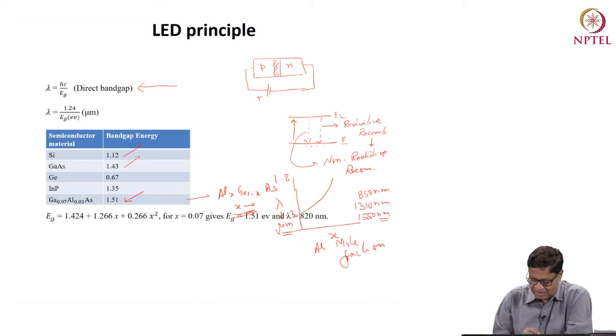So this is another example where EG is represented as 1.4 plus 1.2 into x plus 0.2 into x square. This is a generic equation for EG, and depending upon what value of x you choose, you can find out this EG, and corresponding to EG, there will be a wavelength of emission.